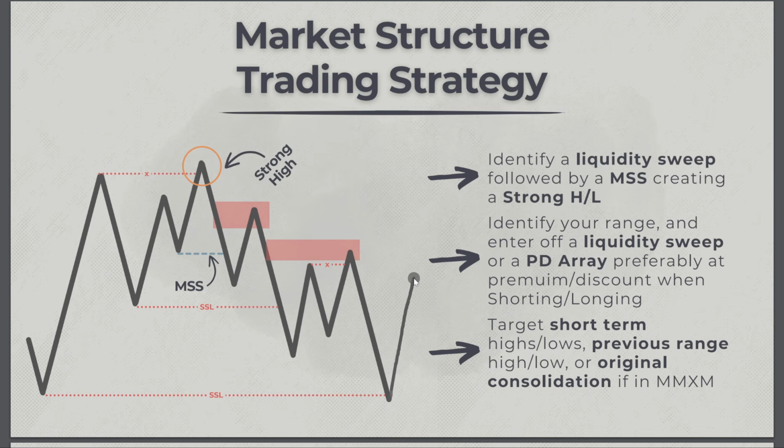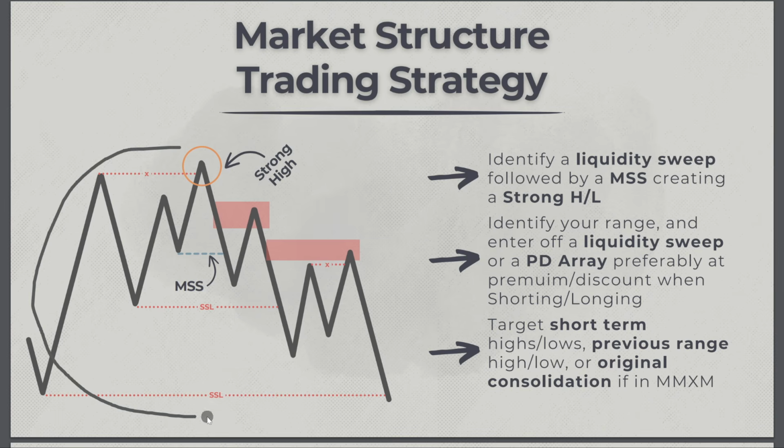Another entry could be if price doesn't take the main liquidity, goes up here, coming lower to take this liquidity. So we always look for what? The first step is the identification of a strong higher low, then identification of our range, then we look for our PD arrays within that range or any trading opportunity. We enter from there and we target our short-term highs and lows, or the previous range higher low, or an original consolidation if we are clearly in a market maker's model.